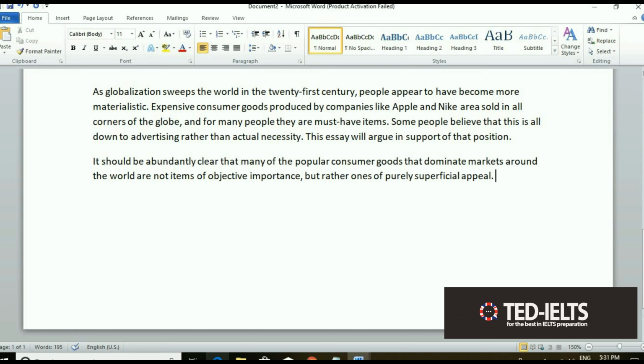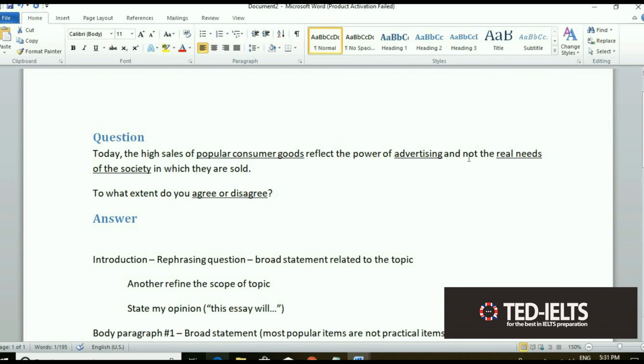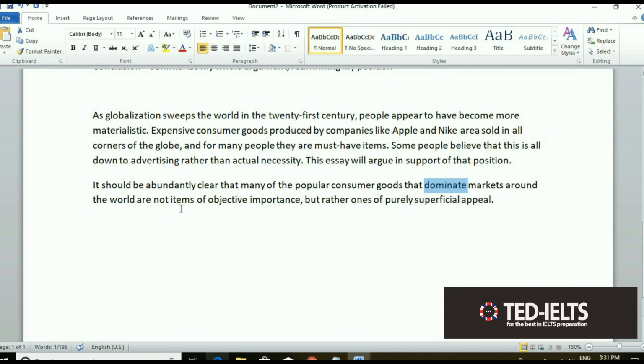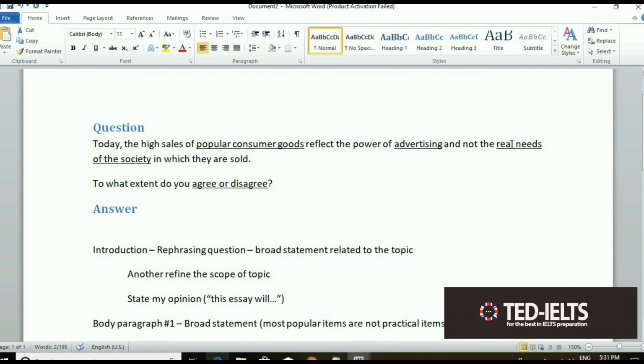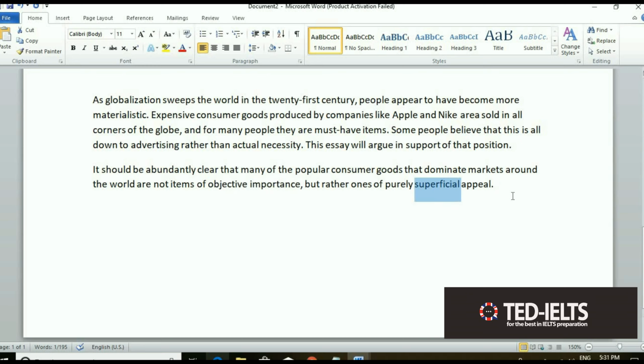Okay, so here's my first sentence. So I say it should be abundantly clear. Abundantly means very. That the popular consumer goods, so I've repeated that from the question, that dominate markets, that's another way of saying high sales, right? Around the world are not items of objective importance. So this is me paraphrasing the phrase, real needs of the society, but rather ones of purely superficial appeal. Superficial means something that looks beautiful or exciting, but it has no real value, maybe.